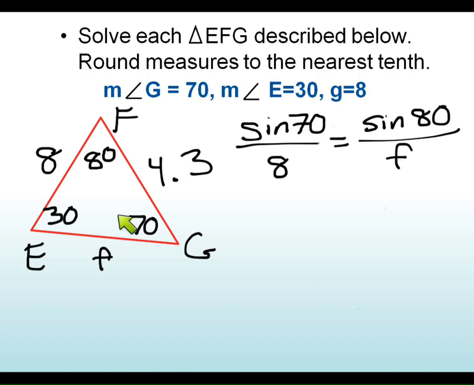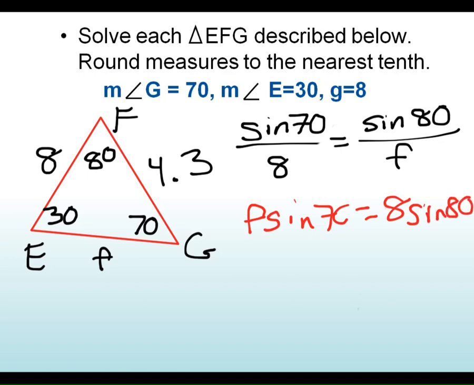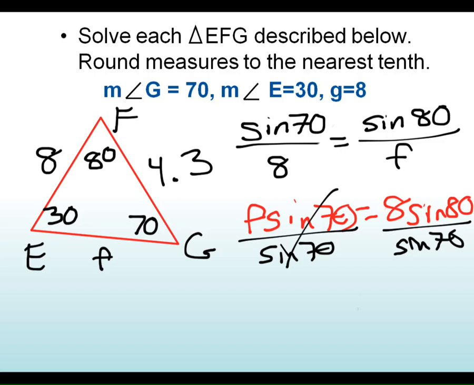The sine of an angle over its opposite side. And then I'm going to cross multiply again. F times the sine of 70 equals 8 times the sine of 80. And then divide both sides by the sine of 70. Those cancel. So then on my calculator here, I'm going to plug in 8 times the sine of 80 divided by sine of 70. I think you get about 8.4.